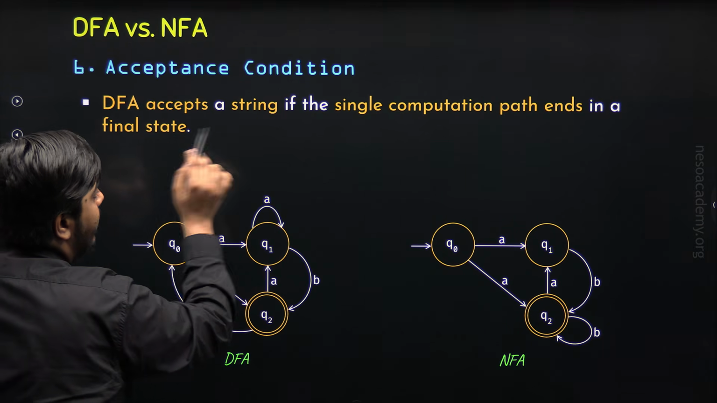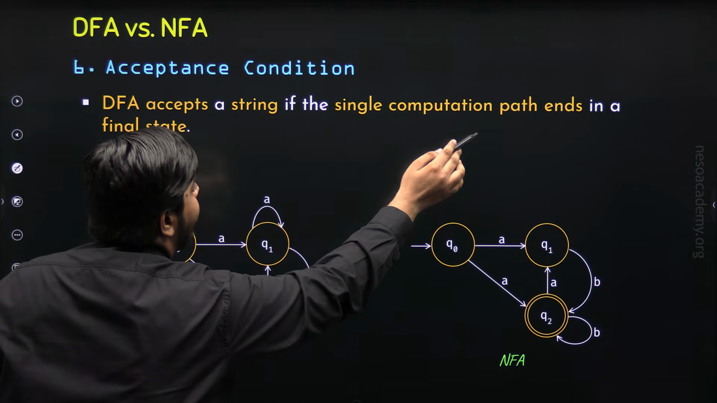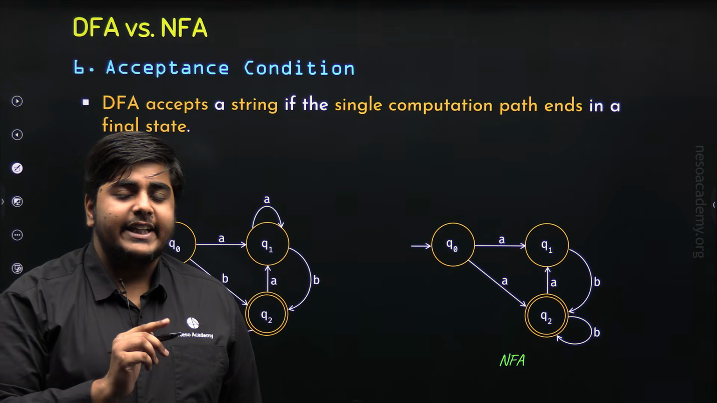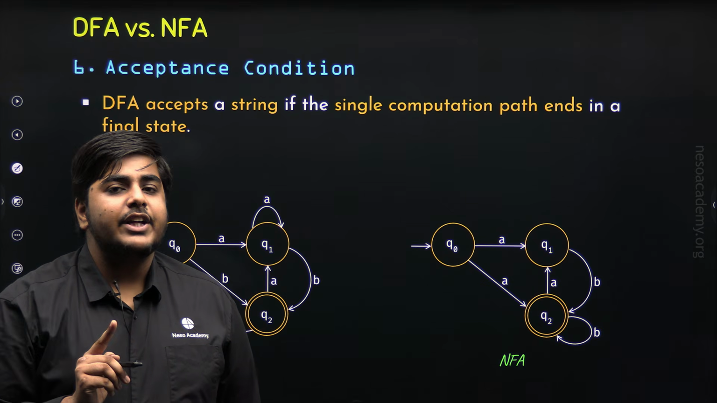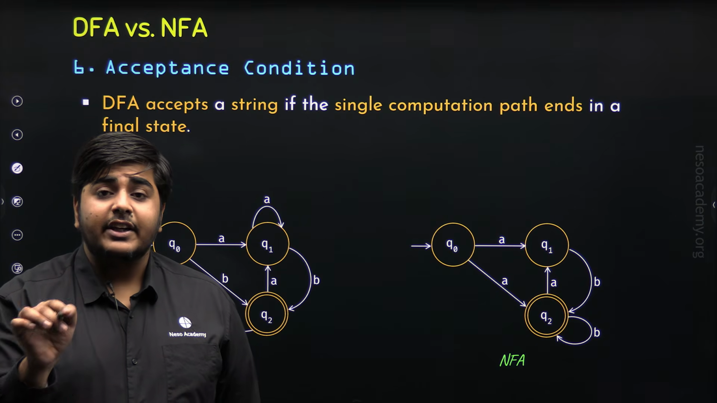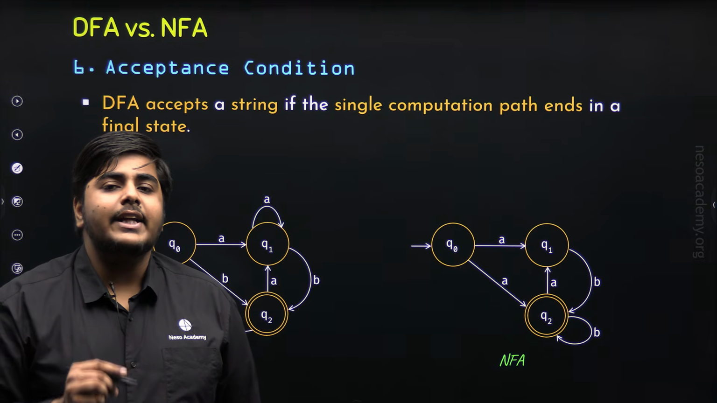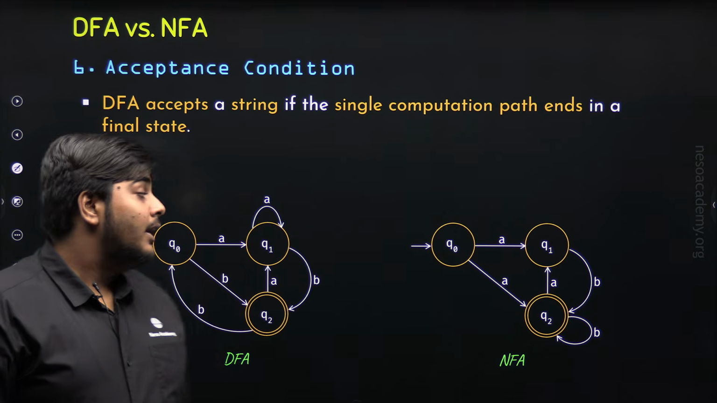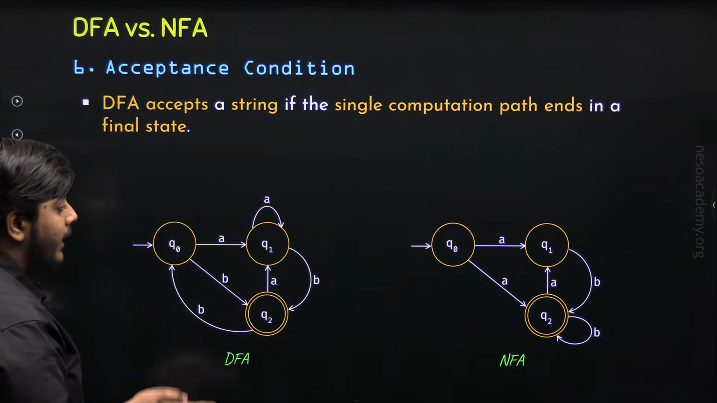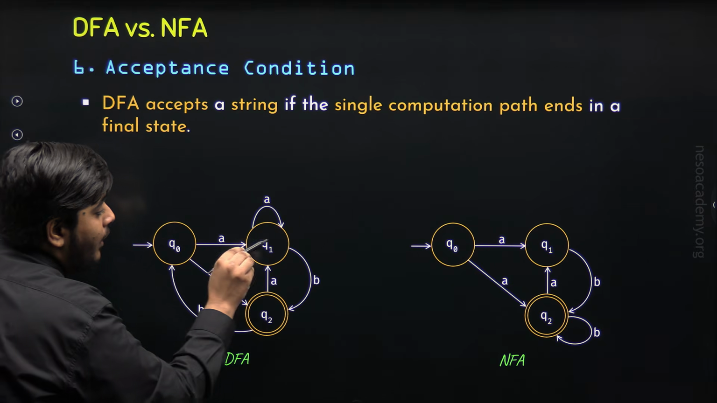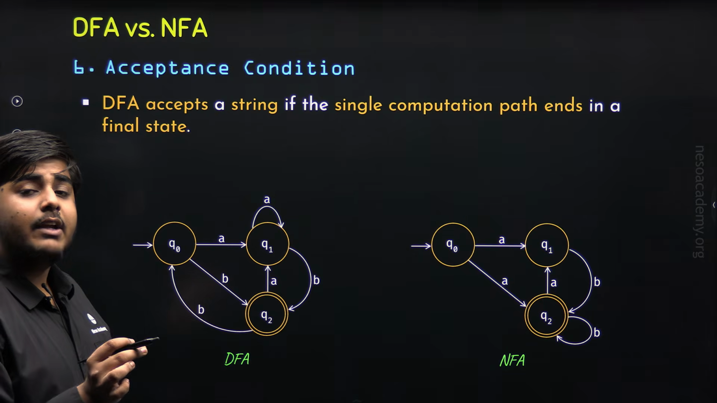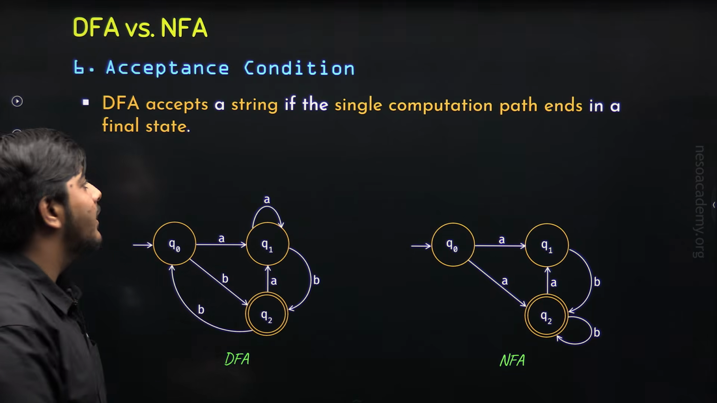Next property is acceptance condition. DFA accepts a string if the single computation path ends in a final state. I have just told you that in case of DFA, we have exactly one computation path for a particular input string. So if that one computation path reaches the final state, then our string gets accepted by the automata. Like in this case, if I take the same example of the string AB, it will be processed like A, B. So the computation is ending at the final state. That means AB will be accepted by this DFA.